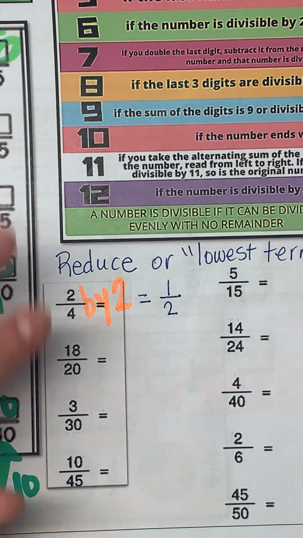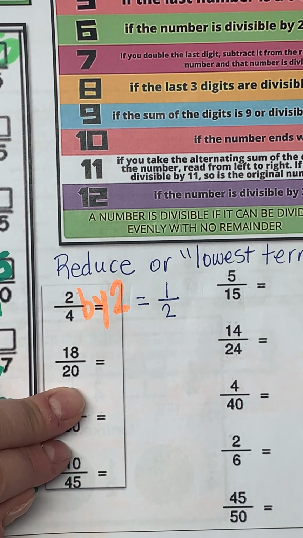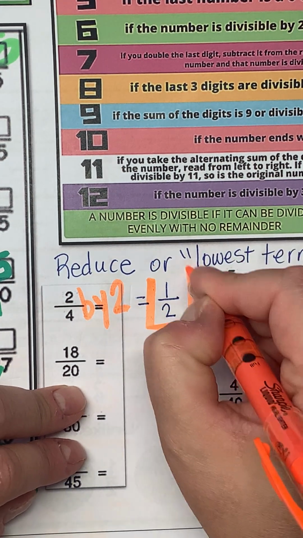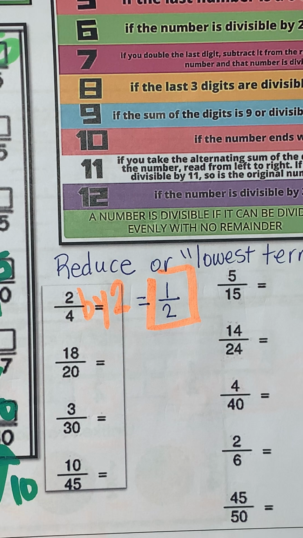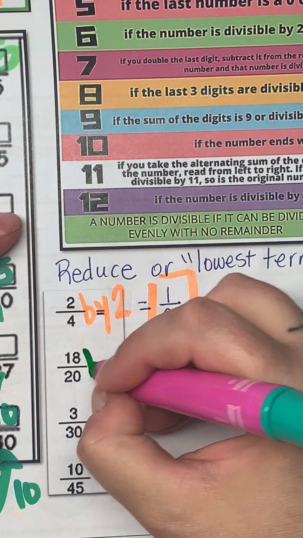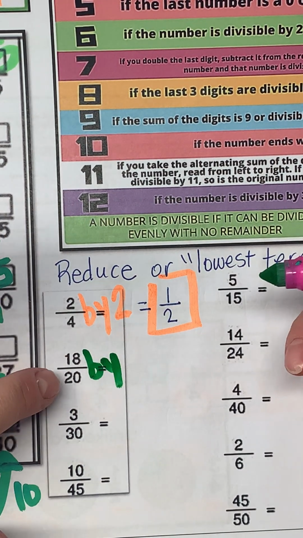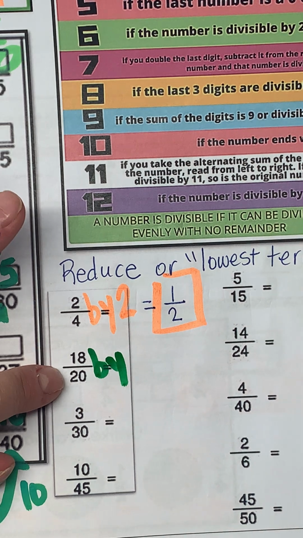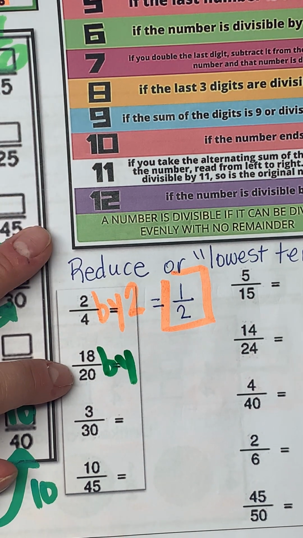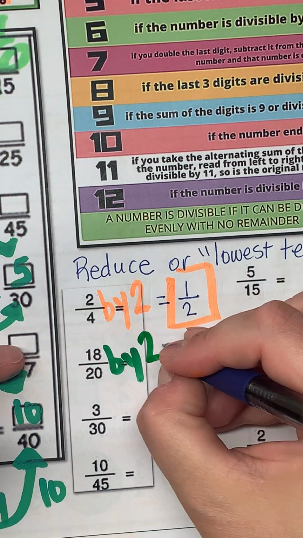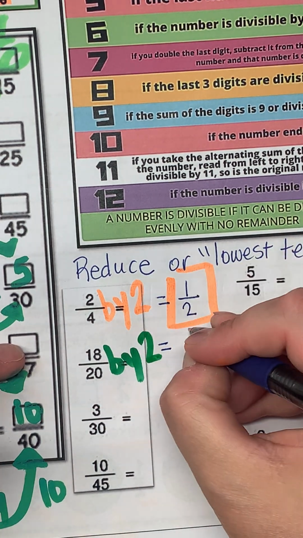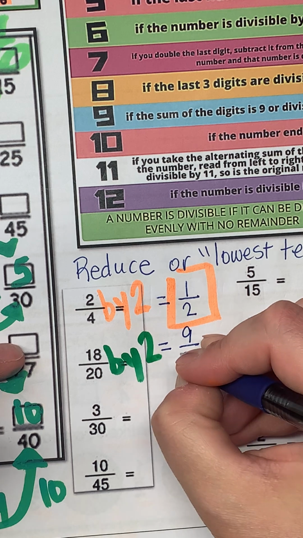Okay, let's look at the next one. Oh, and my bad, that's lowest terms, or we reduced it. How exciting. Okay, let's look at the next one. What can we divide by? Well, we can definitely divide by 2 because they're both even. So let's try that just for kicks. Okay, if I divide by 2, I get 9 over 10.